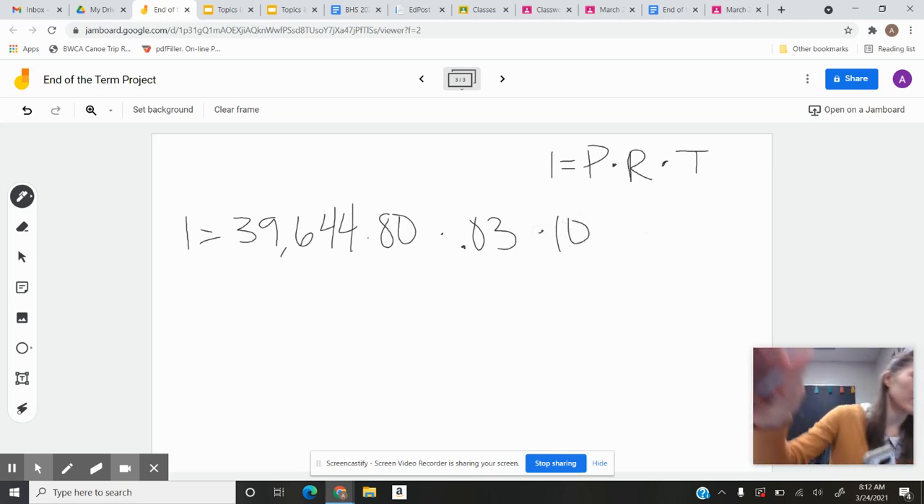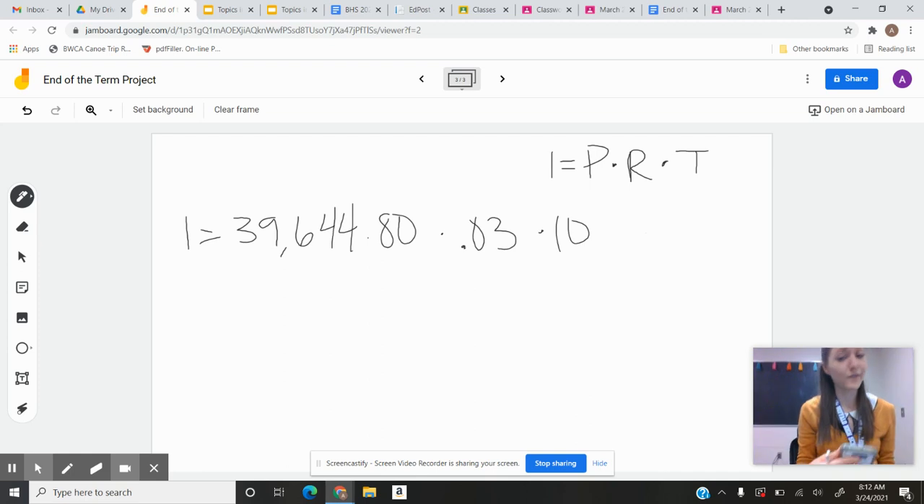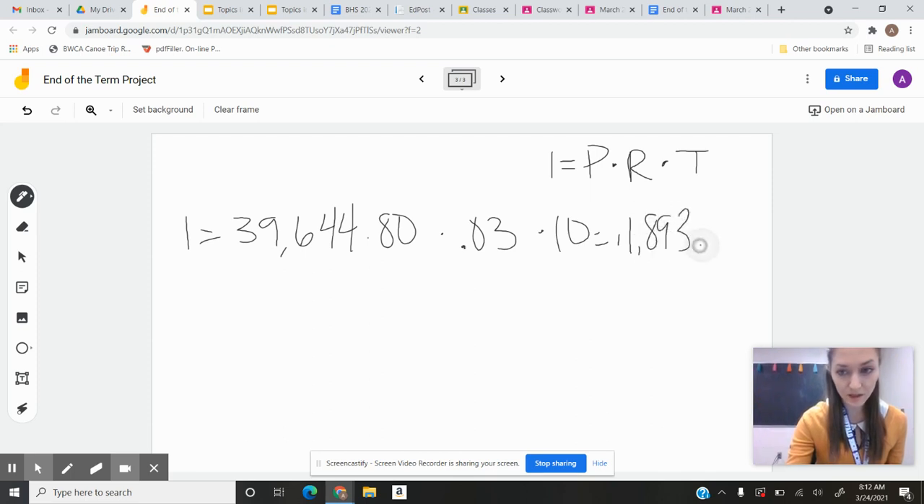And if I type that into my calculator, because my calculator's nowhere in sight, give me just a minute. Calculator, 39644.80 times 0.03 times 10 equals $11,893.44.